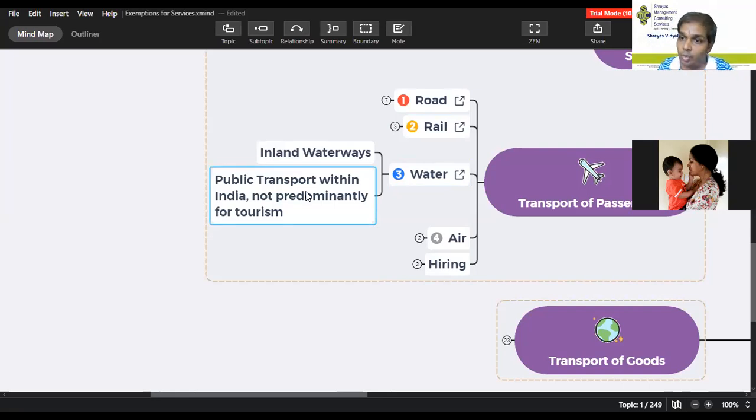Okay, that means cruise ships. If you are going through a cruise ship within India, taxable, sir, no exemption. What is exempt is only if it is not meant for tourism predominantly. The word predominantly is there. It's an interesting point. I'll ask you a question on this later.